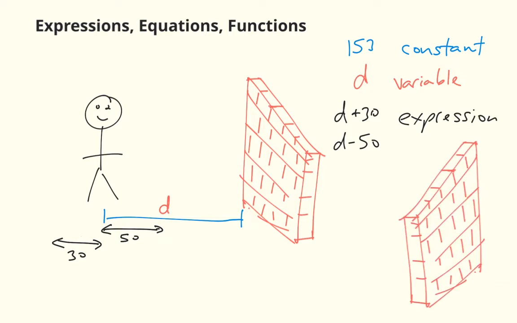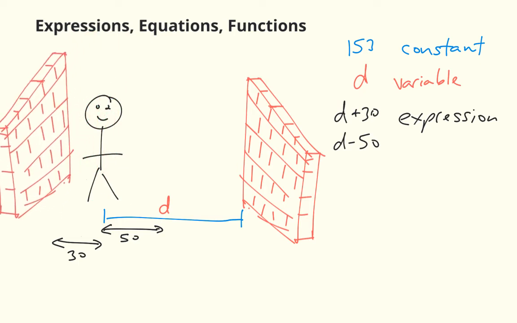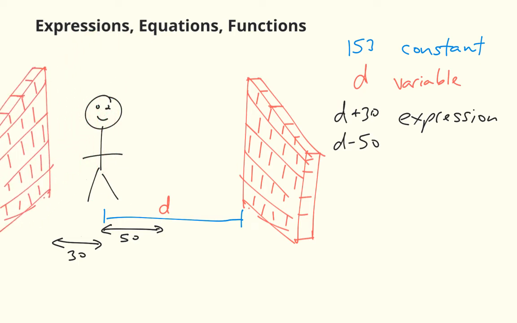Now, I could even get so fancy as to include a second variable into my expression. I could say that the distance that I'm standing away from the other wall would be e. And now I could say that the distance between the two walls then would be d plus e. And this would still be an expression.